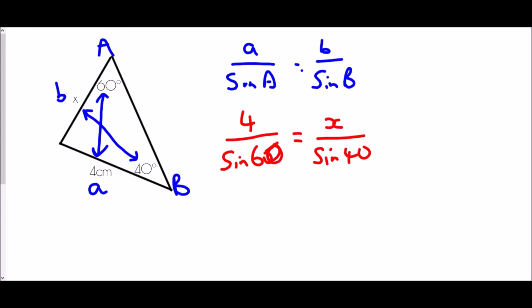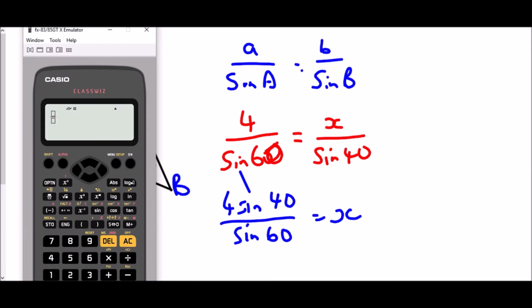And so if I need to find x, then I need to multiply both sides by sine 40. And so if I do that, multiply both sides by sine 40, I get 4 sine 40 over sine 60. And that should give me x all on its own. And so all we need to do is grab a calculator and type that in exactly. So 4 sine 40, close the bracket, over sine 60 equals, and there we go, we get an answer of 2.969.